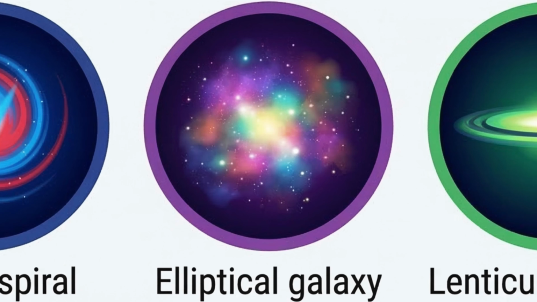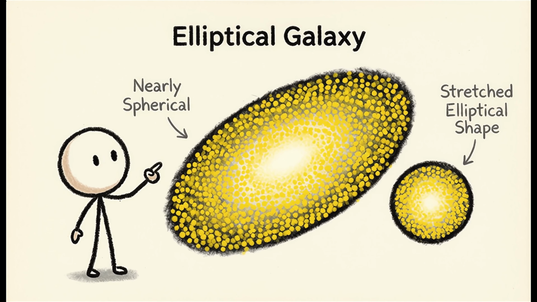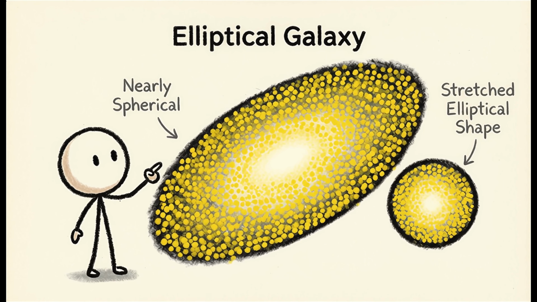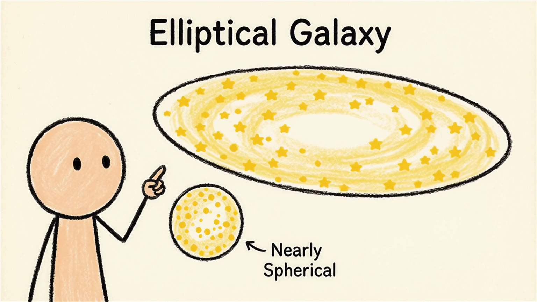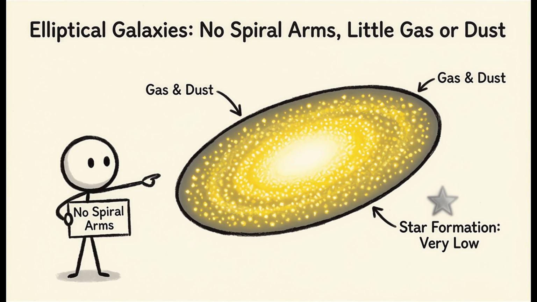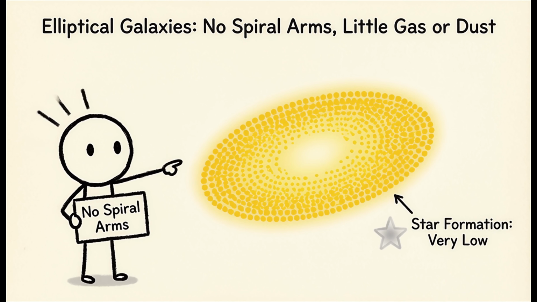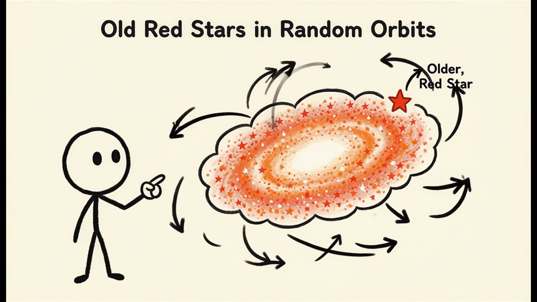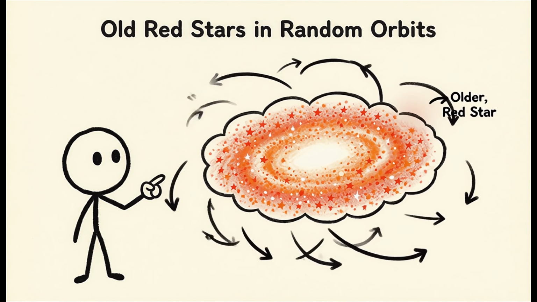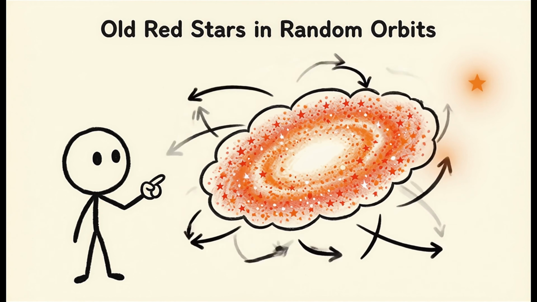Elliptical galaxy. Ranging in shape from nearly spherical to a stretched-out football, elliptical galaxies lack the intricate structure of spirals. They have no discernible spiral arms and very little gas or dust, meaning that star formation has largely ceased. Instead, they are filled with older, redder stars that orbit the center in random directions.